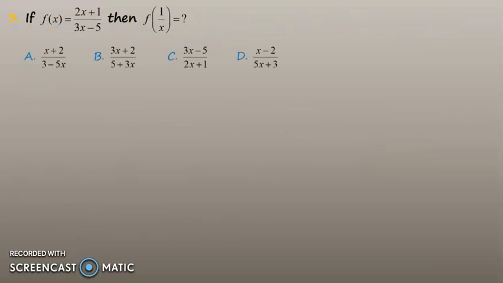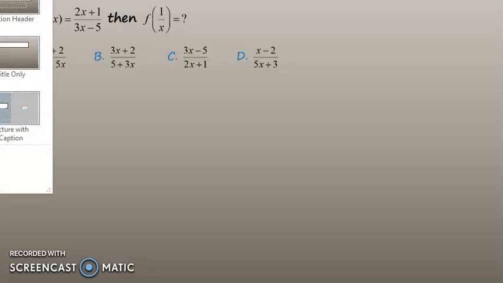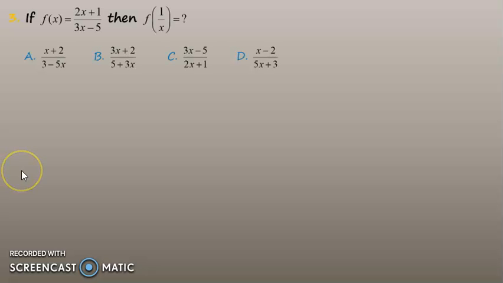Let's go further. This is our next question and the last for this video. It says, if f of x is 2x plus 1 over 3x minus 5, then f of 1 over x is. Don't forget that we are working evaluating functions. Because of that, stick to the definition.